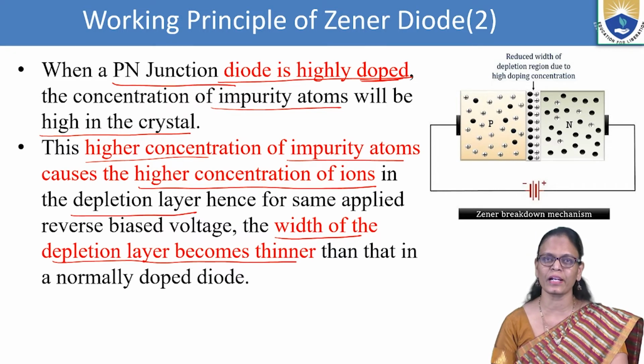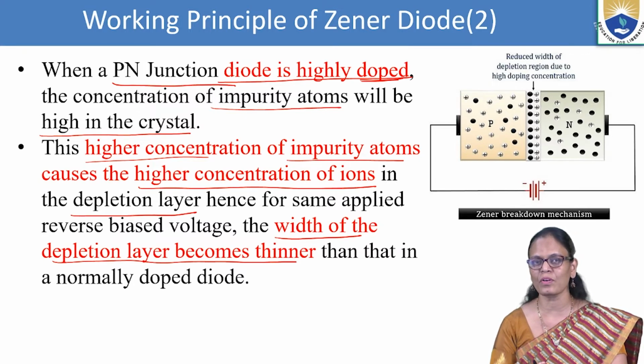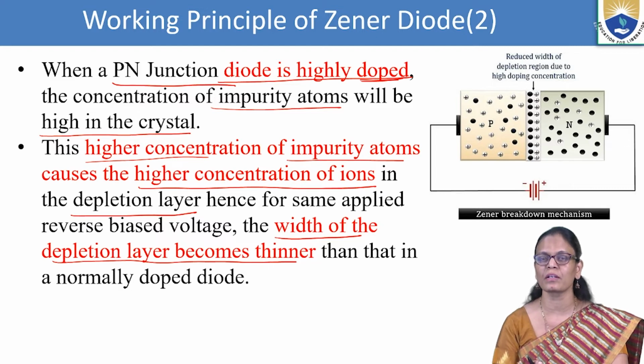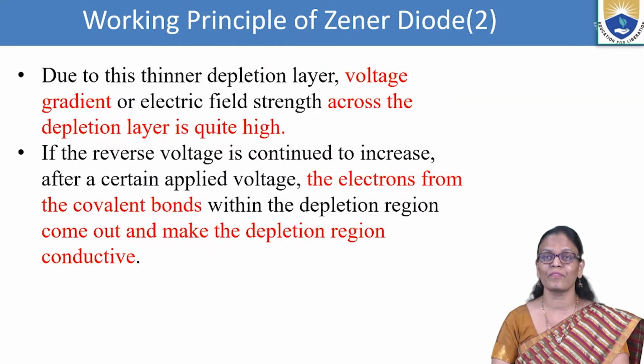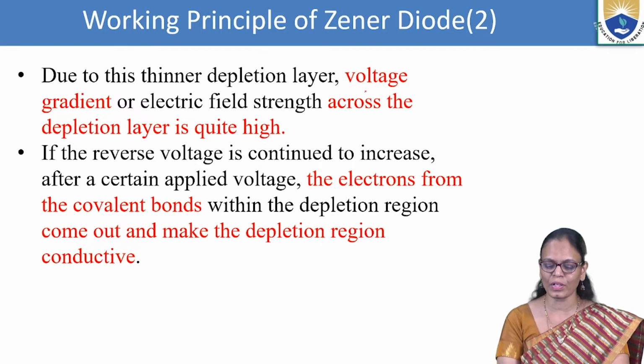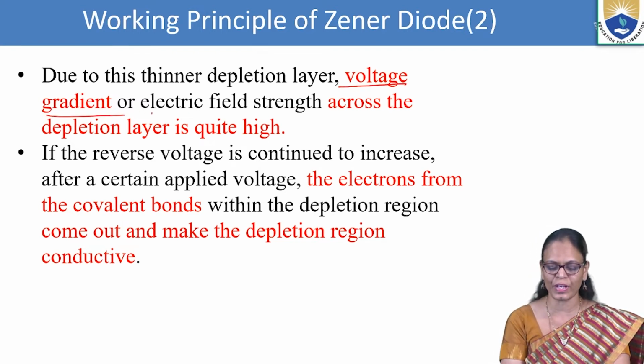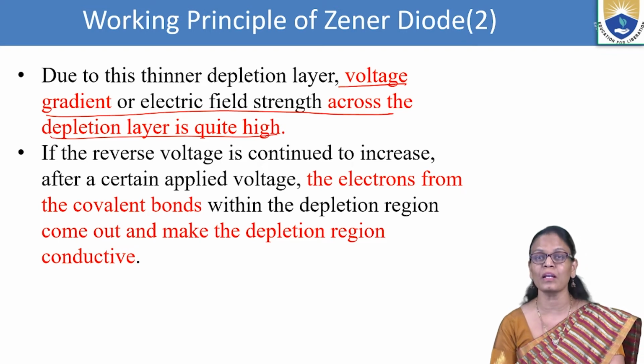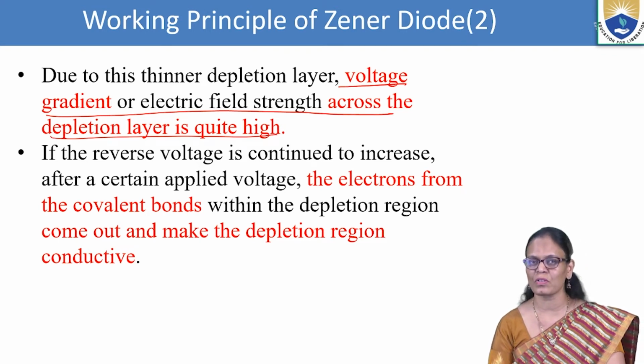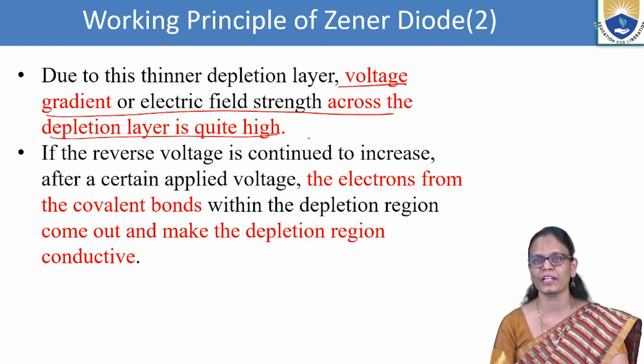So when we compare the Zener diode with a PN junction diode, the doping concentration is high. And because the doping concentration is high, the number of immobile ions in the depletion layer is also high for the same applied reverse voltage. And because of this, what happens? The width of the depletion layer becomes thin. So when the width of the depletion layer is thin, the voltage gradient or the electric field strength across the depletion layer will be quite high. So because of the thin region, the electric field strength across the depletion layer is high.